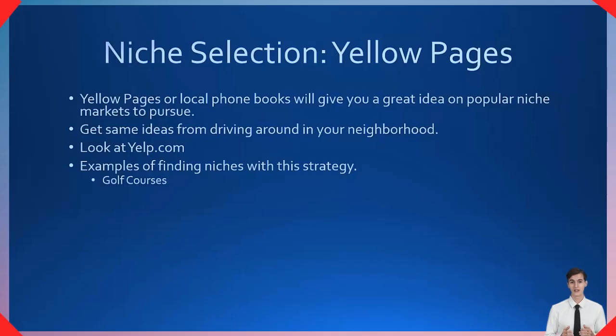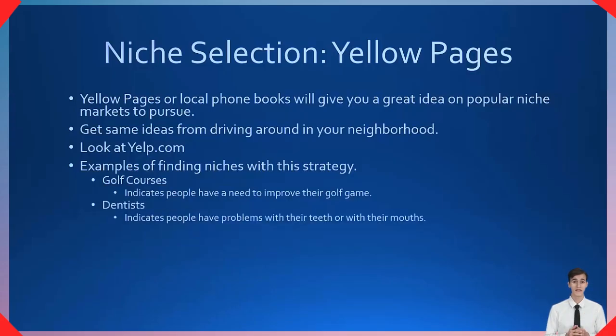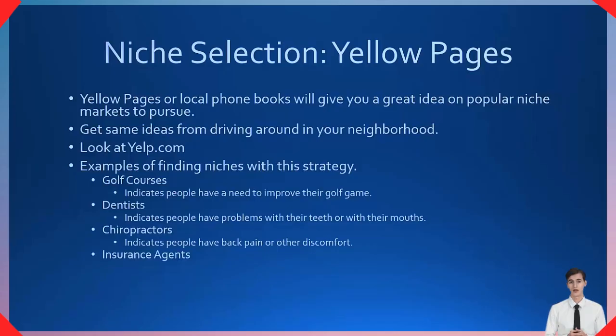So examples of finding a niche with this strategy would be, you find golf courses all over your area. It indicates that people have a need to improve their golf game. Dentists, if you're finding that, it indicates that people have problems with their teeth or their mouth. And so you could research certain issues that people have in their mouth, and certain ailments or cures that you could offer them. Chiropractors, again, indicates people have back pain or other discomfort that you could help solve.